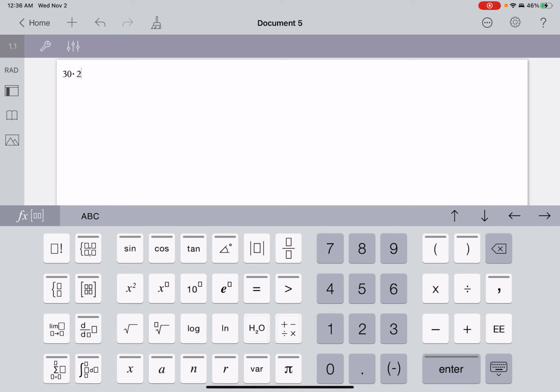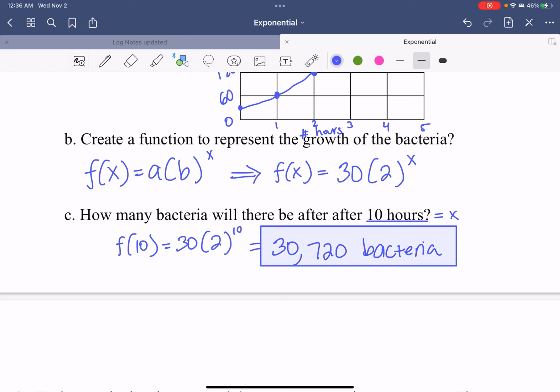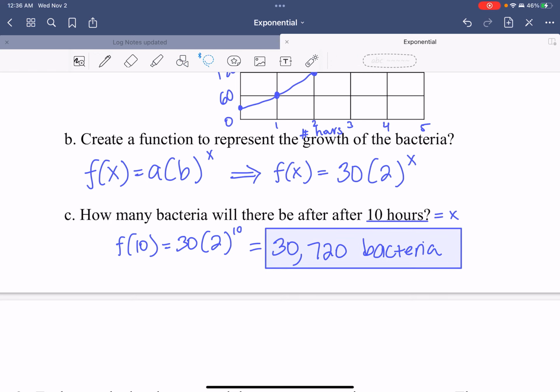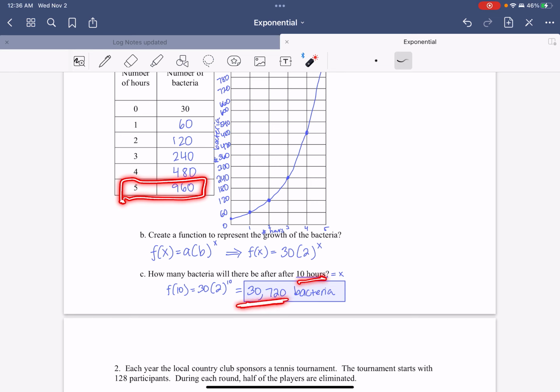30 times 2 to the power of 10 is equal to 30,720 bacteria. Okay, so that's the answer. So you can see that it grows very, very quickly, because at 5 hours, we didn't even have 1,000 bacteria, but just after 10 hours, we're already at 30,000. So you can see that it grows very quickly.